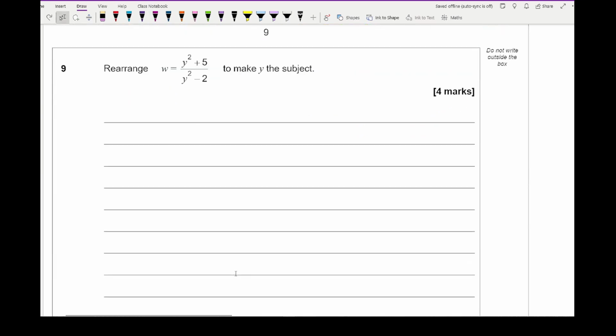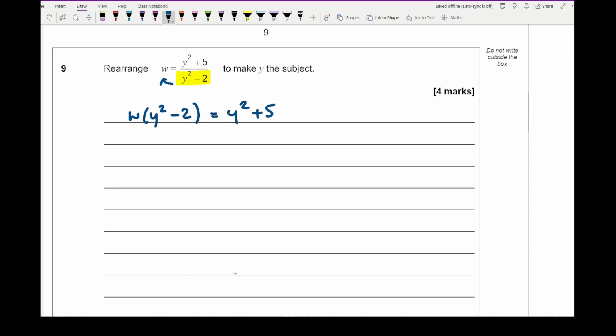Moving on to question 9, we're asked to rearrange this formula, w equals y squared plus 5 over y squared minus 2, to make y the subject. So for this, what we need to do is take the denominator over to the other side, in which we end up with w times y squared minus 2 equals y squared plus 5. So it just eliminates that fraction. Now if I expand the brackets out, I end up with wy squared minus 2w equals y squared plus 5.